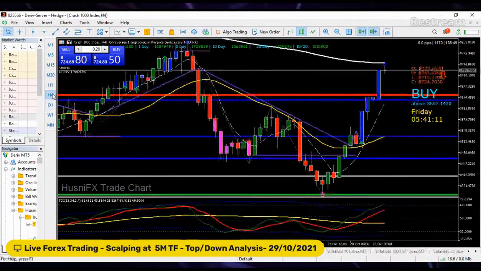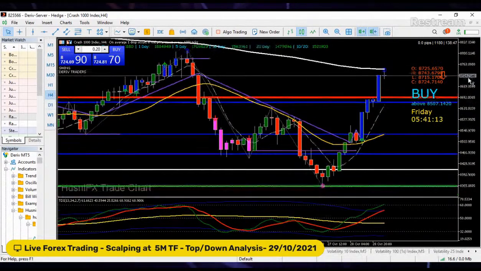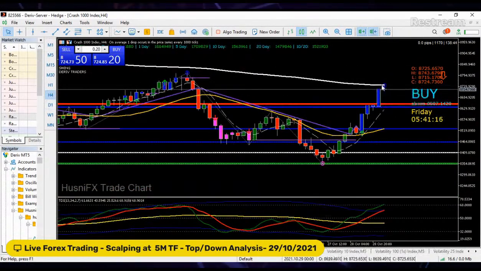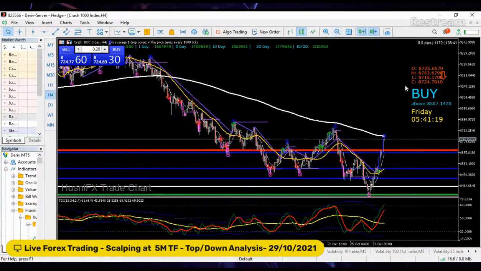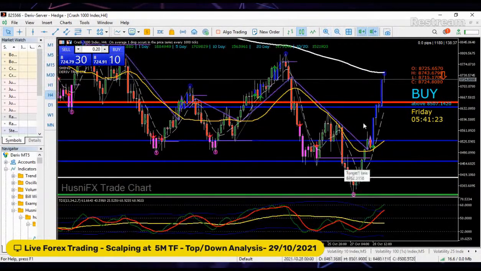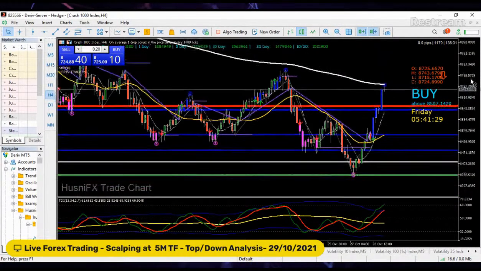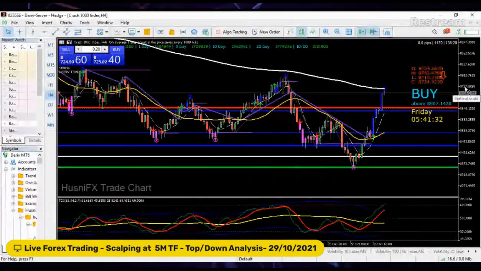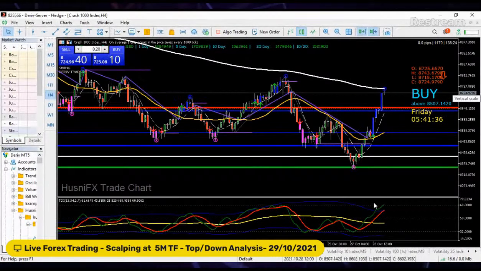So I go on H4. Automatically, you can see that price has already reached the high, or what we call the supply zone. And you can see that the W formation, or what we call the double top, is already confirmed. Right now, what I want to do is to recognize the supply area.